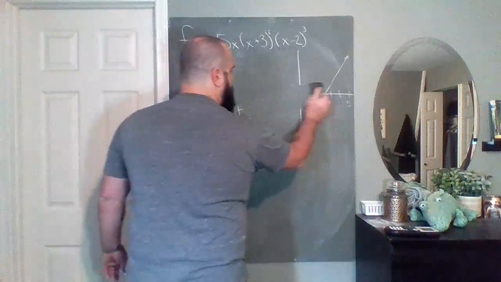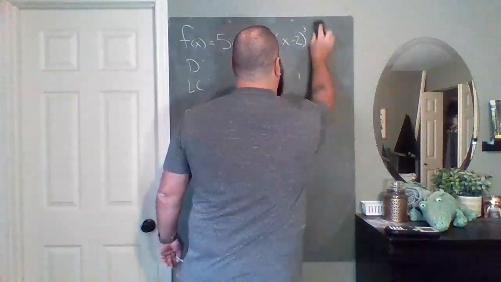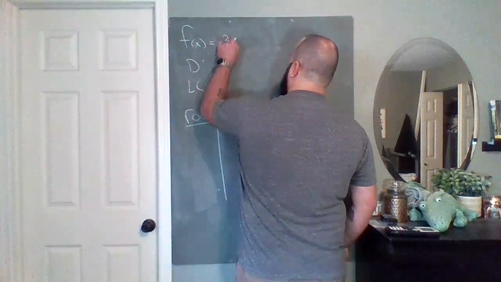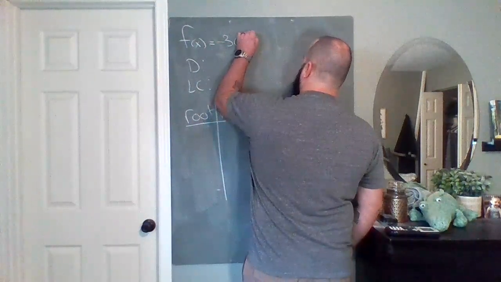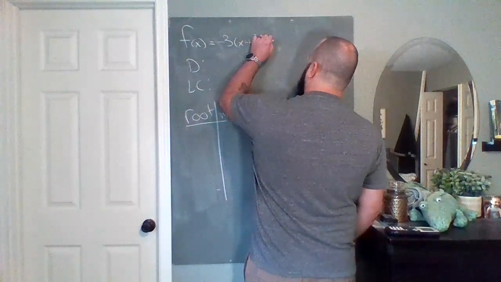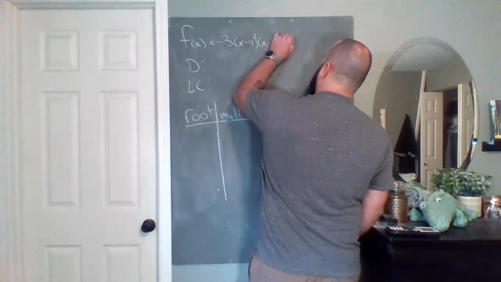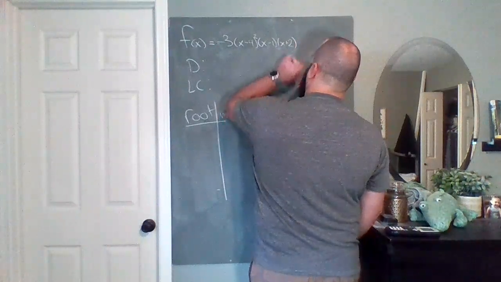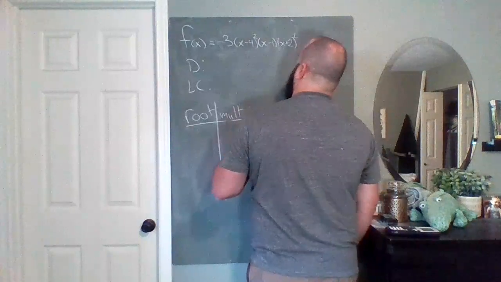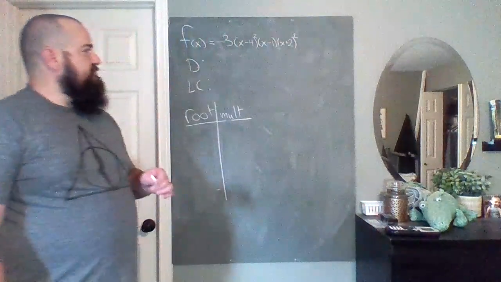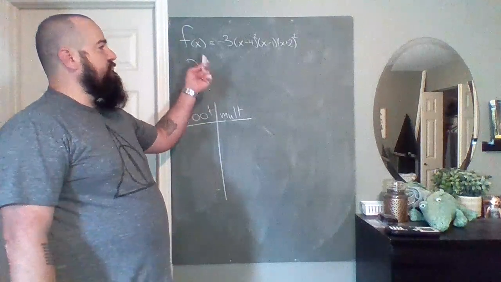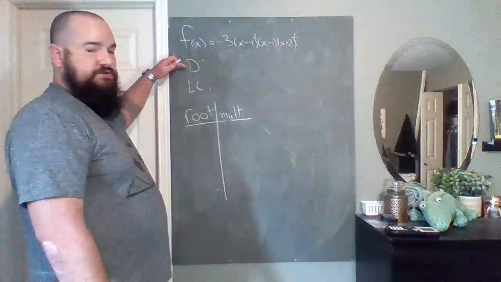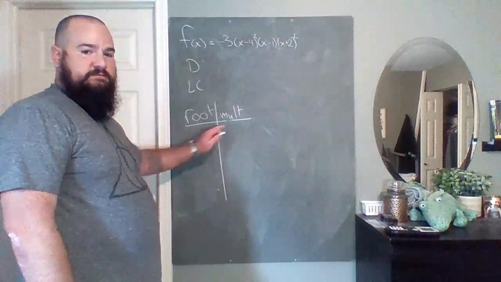So I'll just recreate this. All right, so I have negative 3 times x minus 4 squared times x minus 1 times x plus 2 squared. So we need to go through and identify our degree, our leading coefficient, our roots, and their multiplicity.